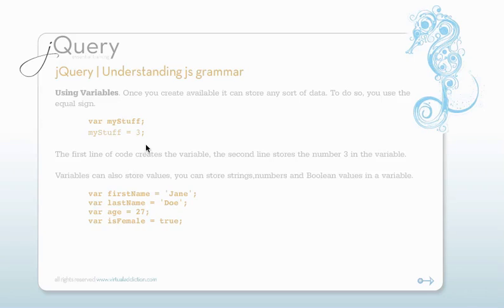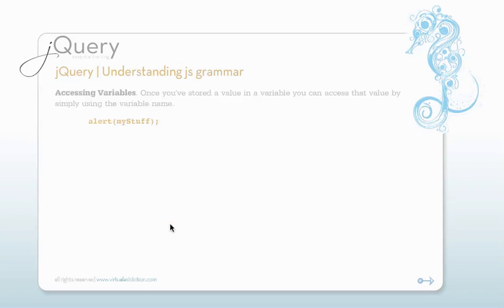In addition to using numbers in variables, you can also store strings, numbers, Boolean values, all sorts of things. Here are some examples. I have a var called firstName, storing a string, the name Jane. The var lastName is also storing a string, the name Doe. Then a variable called age, storing a value of 27, a number. And a var called isFemale, storing the Boolean value of true. Those are just some examples of how you can use variables.